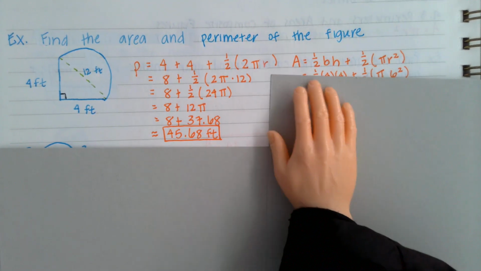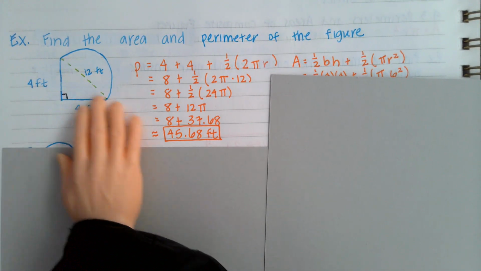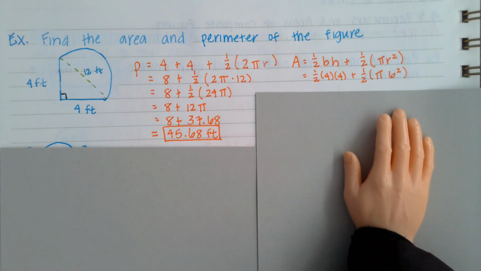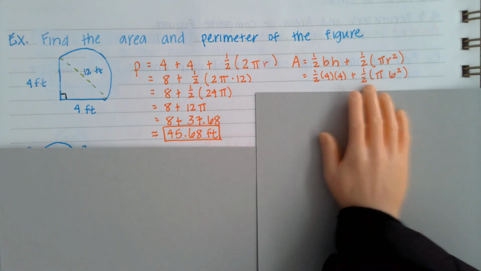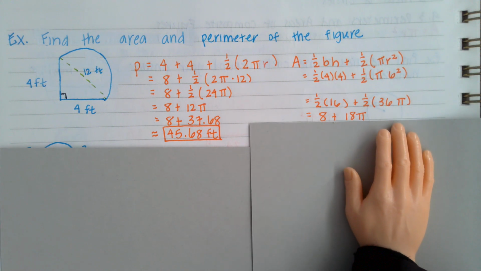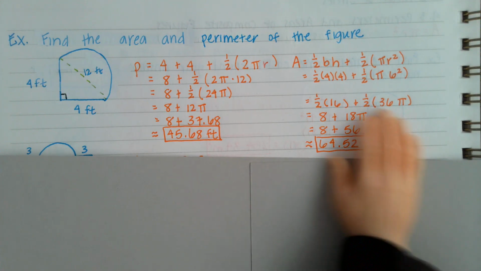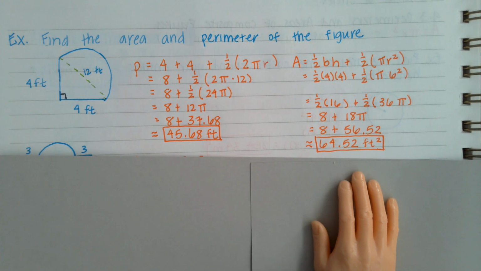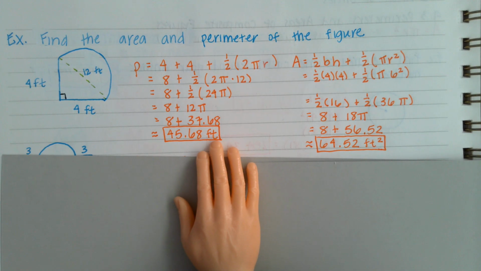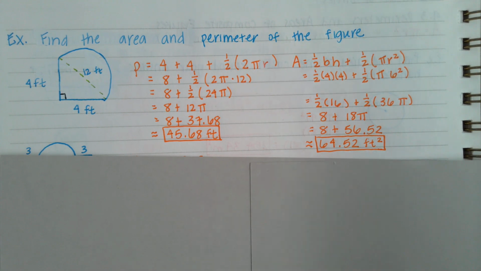Then to find the area here, we have the area of a triangle is 1/2 base times height, plus the area of this semicircle. So the radius is 6, so we would multiply 6 squared to get 36, and then half of that is 18, half of 16 is 8. Adding that all together, you get 64.52 feet squared. Notice the difference. For perimeter, we just have regular feet because it is 1 dimension. For area, we have feet squared because it is 2 dimensions.